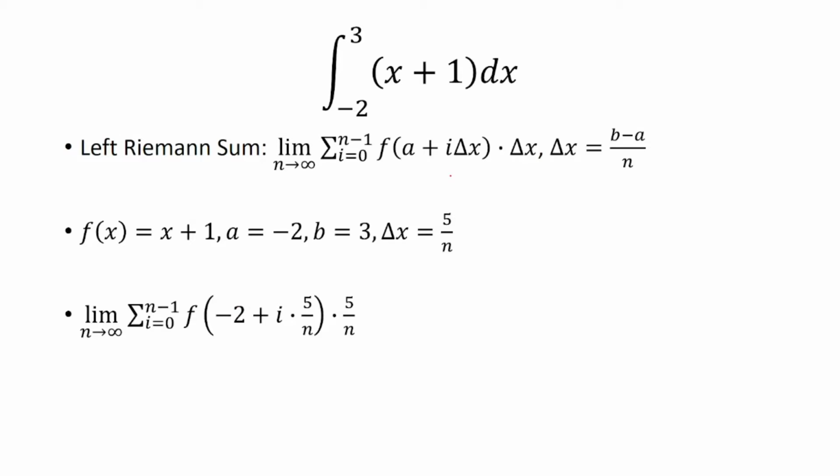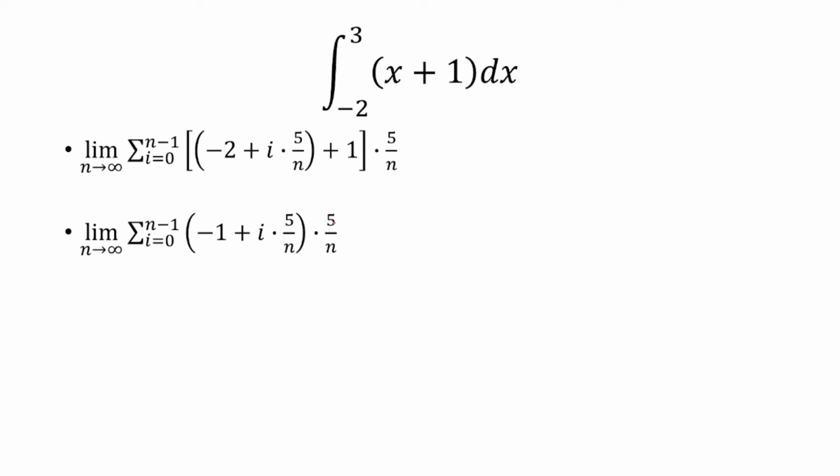So now we're going to replace the a with -2, and the delta x with 5 over n. So we have to evaluate f of -2 plus i times 5 over n, and we're just going to plug that in for x here. So it's going to be -2 plus i times 5 over n, plus the 1, and then multiply that by 5 over n.